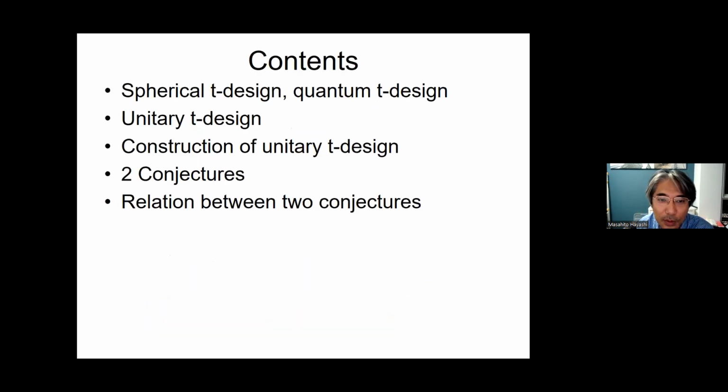Firstly, I will explain the spherical T design and quantum T design. Then later, I will explain unitary T design. And we discuss construction of unitary T design, and we explain the two conjectures. And I explain the relation between the two conjectures. So firstly, what is the spherical T design?